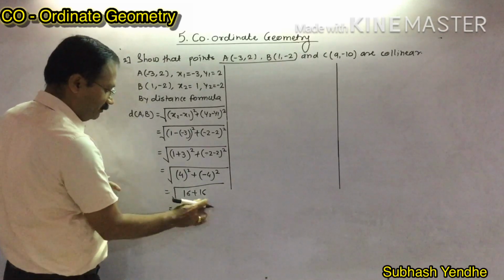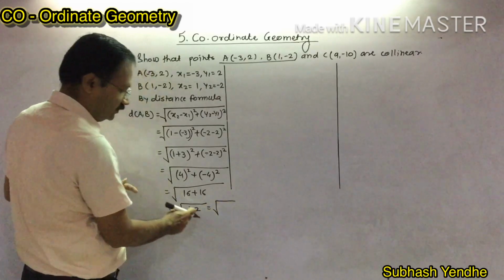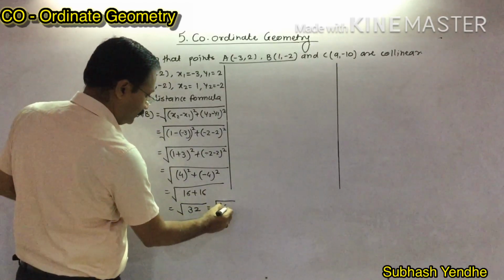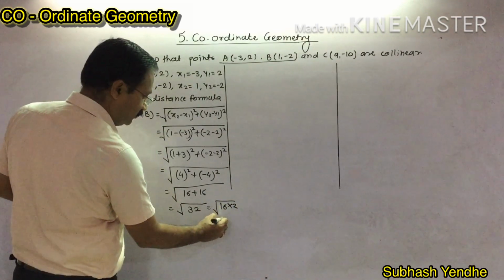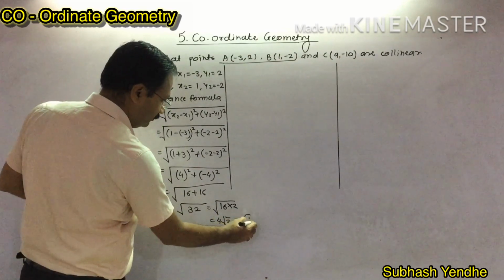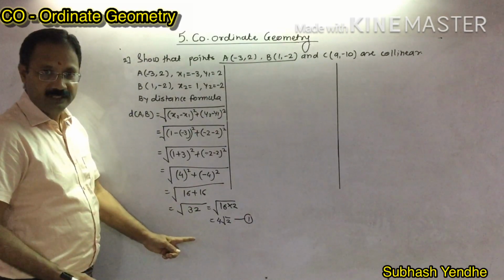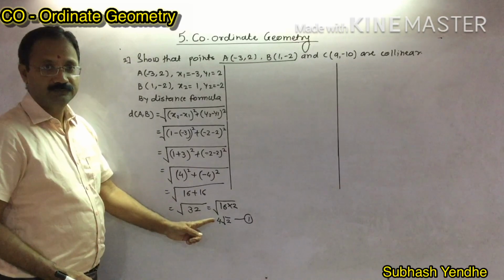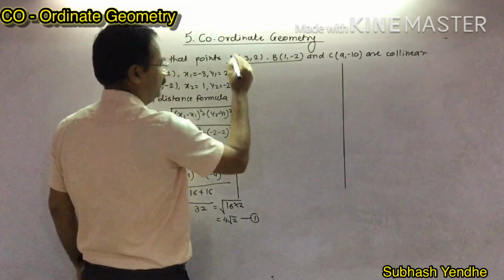So your answer will be 32. So we can factorize it. 32 means 16 multiplied by 2. Therefore, 16's root is 4. Your answer is 4 root 2. So I am going to give the number 1 to this. You will get 4 under root 2. Now let's start to find the distance between BC.